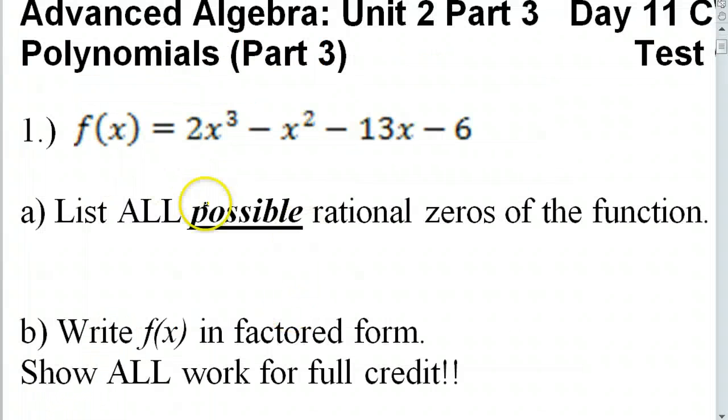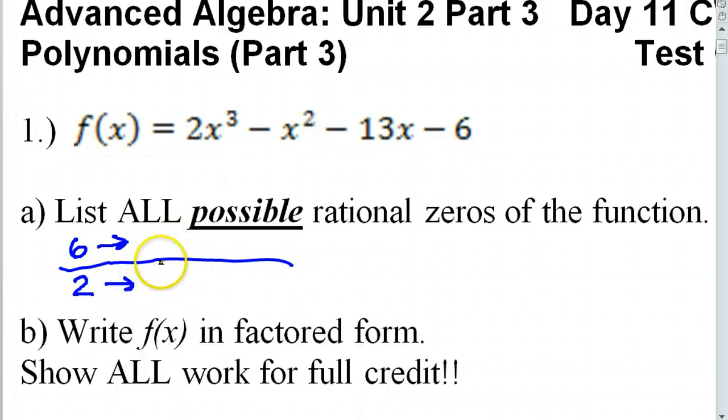Alright, for number one, we're supposed to list off the possible rational zeros. That word possible is sort of a code word to remind you to do what I'm about to show you right now. It works like this. We're going to get some possible numerators. The possible numerators are going to come from the constant term, so from the 6. The possible denominators are going to come from the leading coefficient, so from 2. Now when I say come from, I mean they will be factors of.